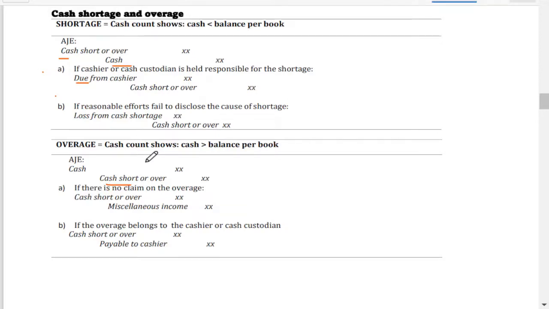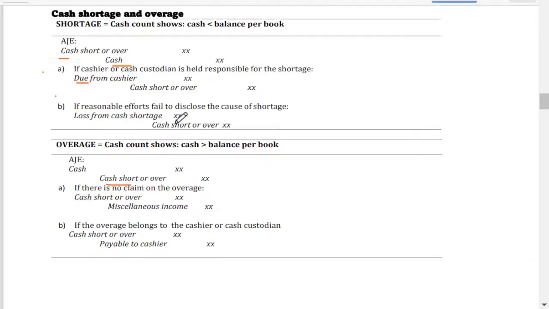Yung shortage is nagkulang yung count. Sa overage is sumobra. For example, 50,000 yung per book, yung sa records, pero pag count, naging 52,000. So, mas malaki yung nasa count kaysa sa dun sa records. Pwedeng mali yung records, tama yung 52,000, mali yung records, kulang yung nasulat or what. Pwede rin naman na tama yung records, yung 50,000, pero yung money is, may money doon na hindi galing doon sa operations. Pwedeng money ni custodian or money ng ibang tao na mix up dun sa cash collections. Pwede rin yun. But pag sumobra yung cash count, you are going to recognize that overage.